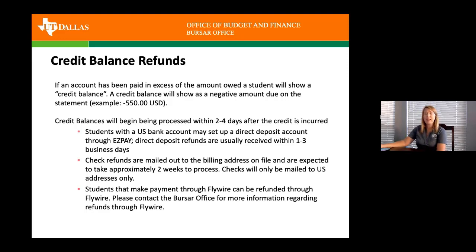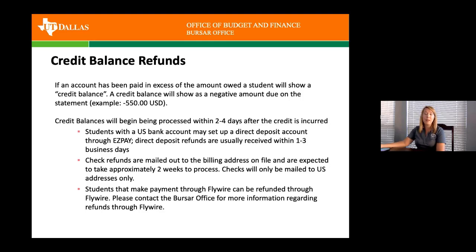If you have a U.S. bank account and you're able to set up a direct deposit account in Easy Pay, those will go out within 1 to 3 business days. If you do not have a direct deposit set up, we will send a check to a local address. So if you have a U.S. address, we'll send a check, and it takes about 2 weeks.